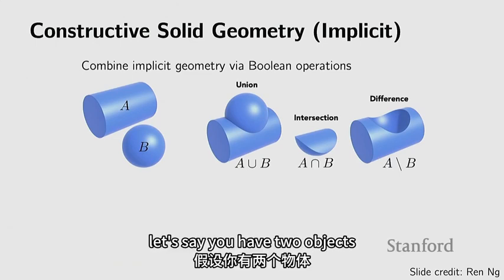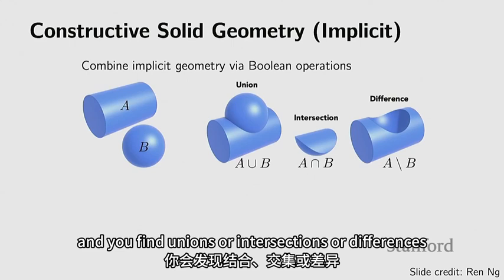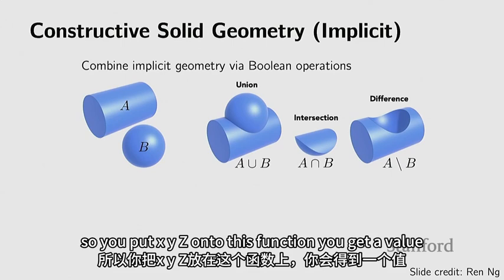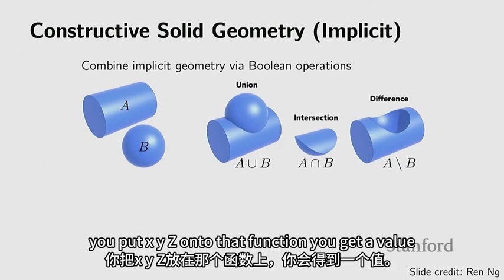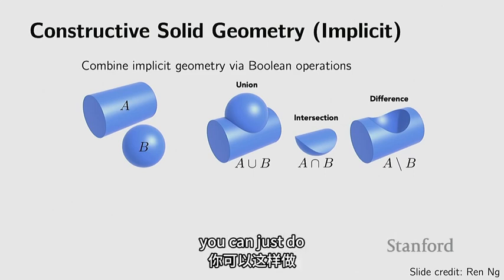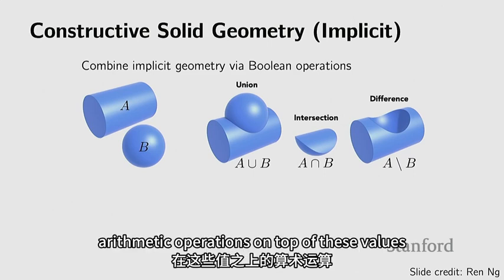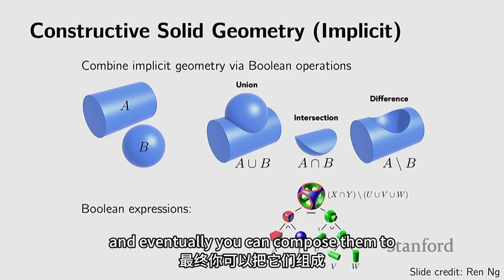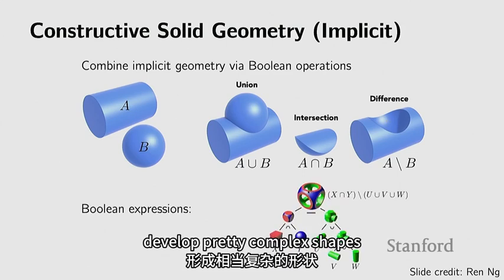Let's say you have two objects and you find the unions or intersections or differences. They're just values, right? So you put XYZ onto this function, you get a value. You put XYZ onto that function, you get a value. You can just do arithmetic operations on top of these values, and that allows you to compute the unions or intersections or differences between these objects. And eventually you can compose them to develop pretty complex shapes.